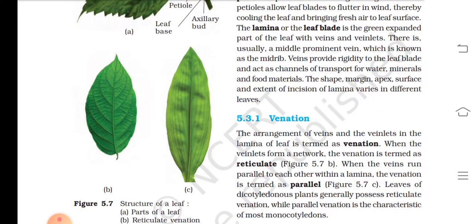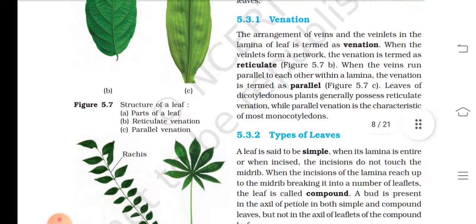The lamina, or the leaf blade, is the green expanded part of the leaf with veins and veinlets. There is usually a middle prominent vein, which is known as the midrib. Veins provide rigidity to the leaf blade and act as a channel of transport for water, minerals and food material. The shape, margin, apex, surface and extent of incision of lamina varies in different leaves.